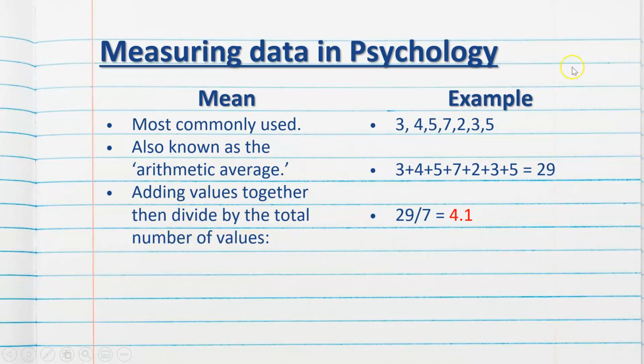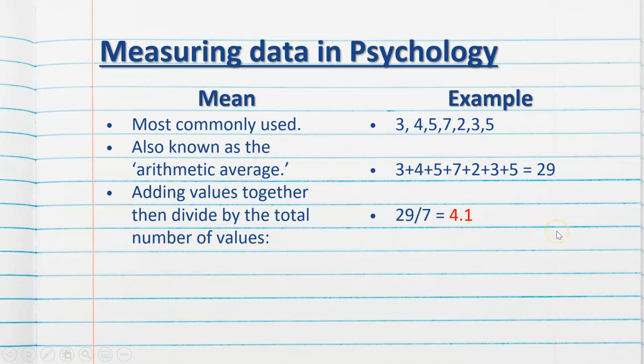So if we look at our example over here, we've got 3, 4, 5, 7, 2, 3, and 5. So all we have to do is add up those numbers together. So 3 plus 4 plus 5 plus 7 plus 2 plus 3 plus 5, that gives us a total of 29. Now, as we can see, there are 7 values there. So 1, 2, 3, 4, 5, 6, 7. So what we then do is take our total, which is 29, and divide it by the total number of values present. So in this example, 29 divided by 7 gives us 4.1, and that's our mean score.